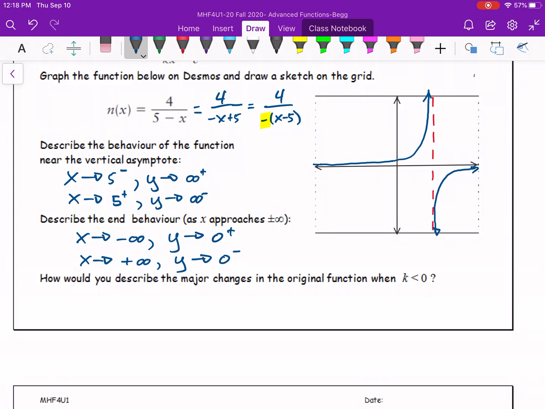How would you describe the major changes in the original function when k is less than 0? Well, I already just described that. It's a reflection over or in the y-axis. It's a horizontal reflection.